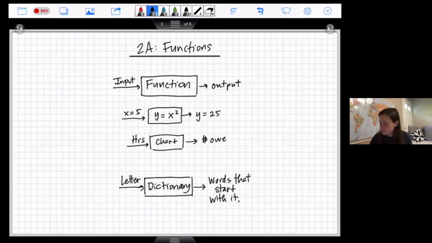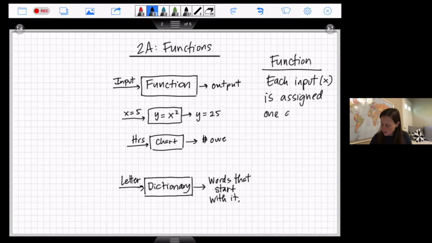Okay, so for a function, each input, which for us is usually going to be x, each input or x value is assigned one and only one output. And again, for us, our output will usually be y. If it helps you to remember, input and output go in the same alphabetical order as x and y.